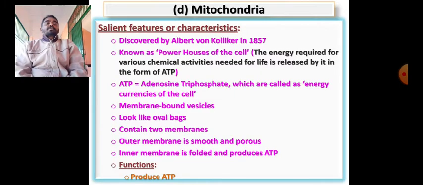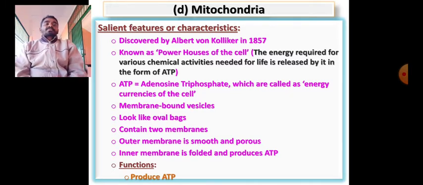Now the fourth important cell organelle, mitochondria. Mitochondria are called powerhouses of the cell. These nicknames please remember, because mostly in entrance tests and different examinations nicknames are given and you have to identify the organelle. Say the brain of the cell, nucleus; suicide bags, lysosomes. Now the powerhouses of the cell, mitochondria, like that you have to remember.